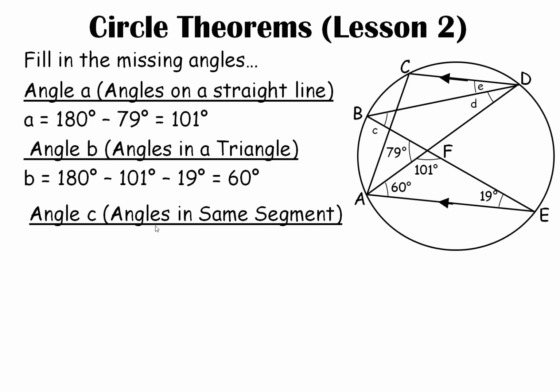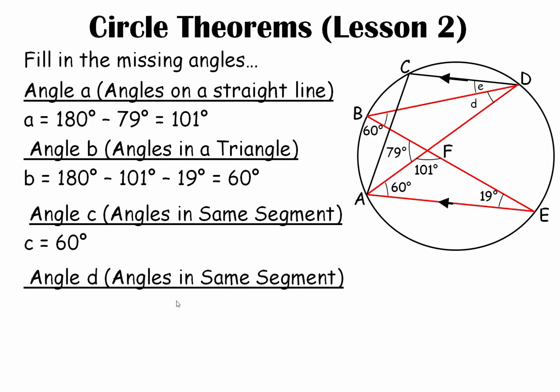Okay, so angle C, we say angles in the same segment. So we have the segment here. We will consider points D and E as the points that divide the circle into two segments. So points B and A are in the major segment. It means angle C is equal to 60 degrees because they are both in the same segment. So we say angle C is 60 degrees.